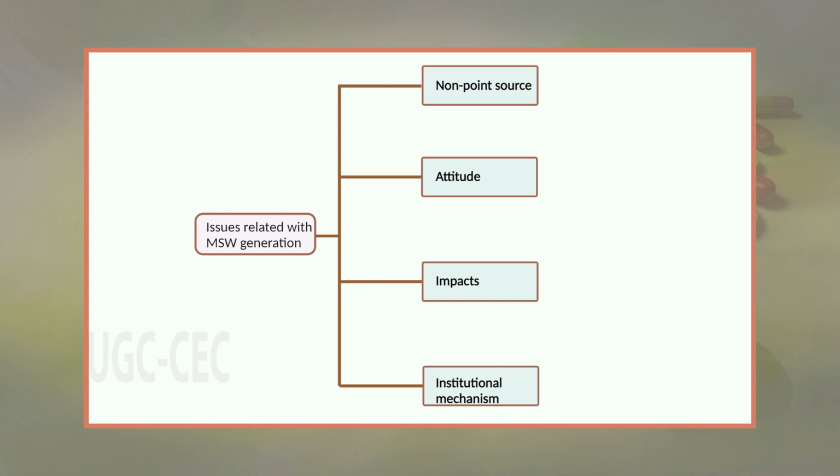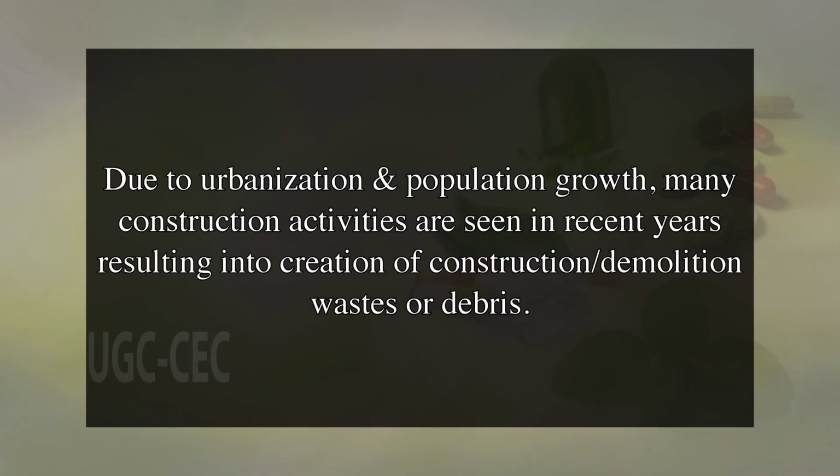First one, non-point source. There are different sources which generate the municipal solid waste in large quantities, which is difficult to manage. Any place where human activity is involved finds solid waste. Waste is generated in the form of vegetable remaining and food waste, used plastic bags, plastic containers or bottles from residential areas. Due to urbanization and population growth, many construction activities are seen in recent years, resulting in creation of construction or demolition wastes or debris.